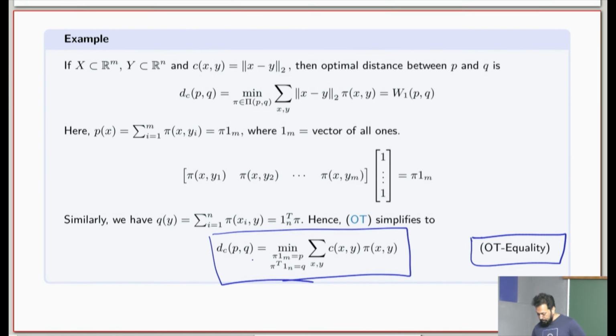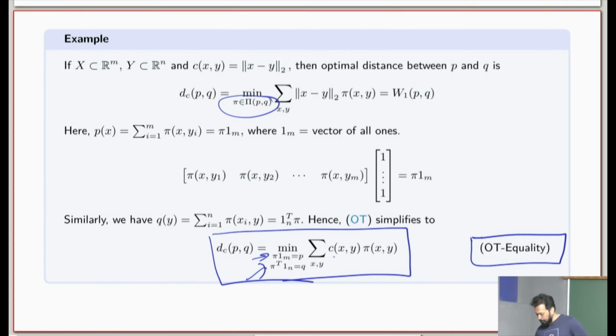So we have these constraints. The way we choose pi was not arbitrary, it was always like this: the set of pi's with marginals p and q. But in the discrete case we could write these as equality constraints, that the sum across the columns is p and the sum across the rows is q. Okay, so as such it looks like a nice optimization problem.